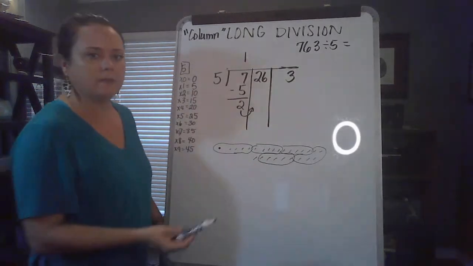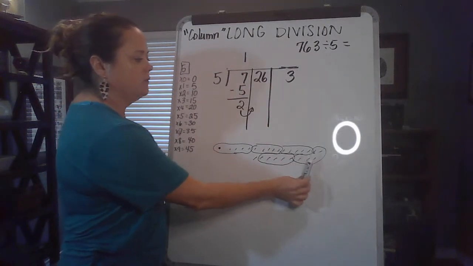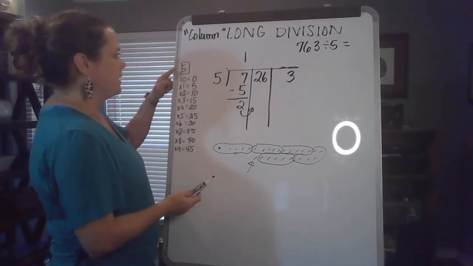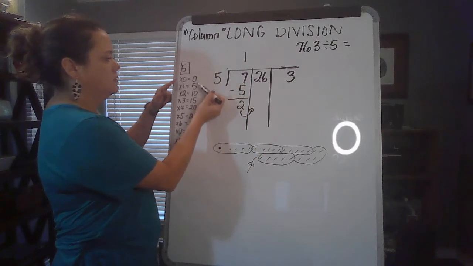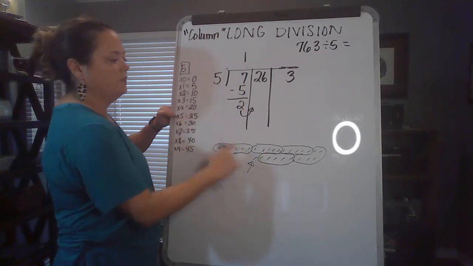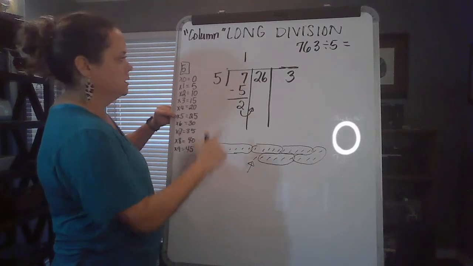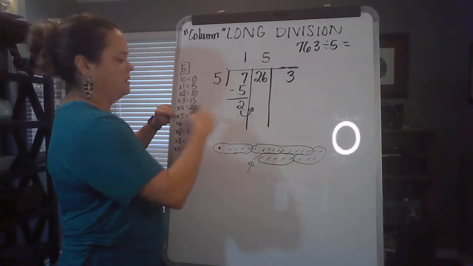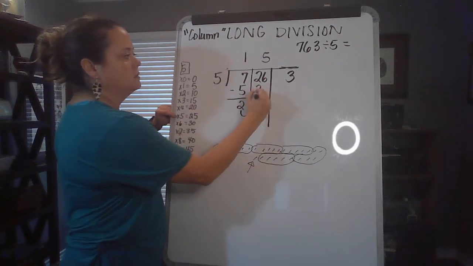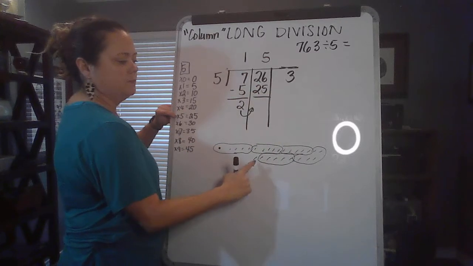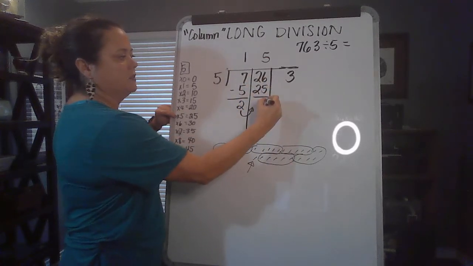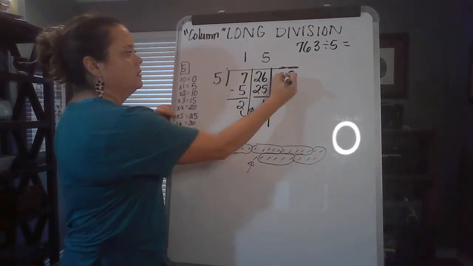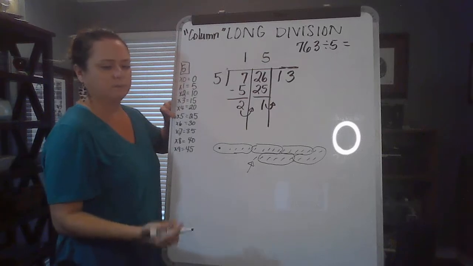So how many groups did I make? 1, 2, 3, 4, 5. And I have this little guy left over. So 5 groups of 5 gives me 25 things. So 5 times 5, 5 groups of 5, means I circled 25 items, and I have 1 left over. So 26 minus 25 is 1. Again, I'm going to give this 1 next door, and now I have 13.